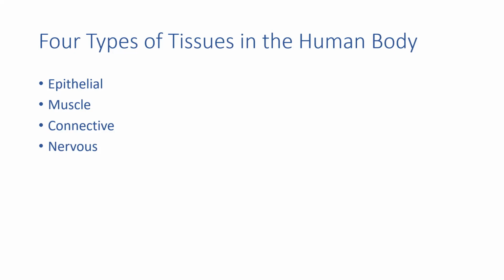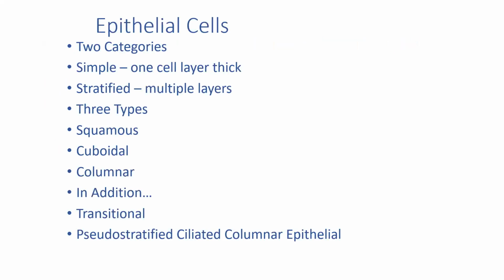Then we have 3 types of muscle cells, a half a dozen types of connective tissue, and 2 types of nerve cells. So let's take a look at these epithelial cells. 2 categories: simple and stratified. Simple is 1 cell layer thick. There are places where we want to have movement across the membrane of these cells, so we only have 1 cell layer thick.